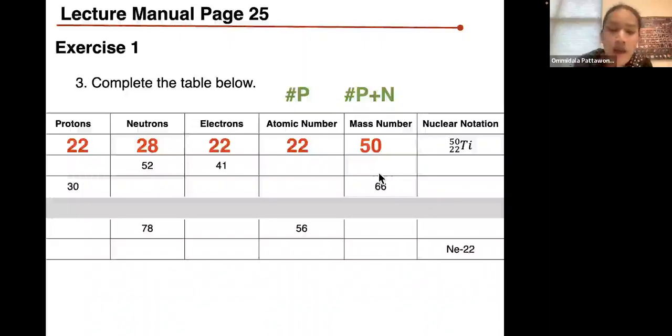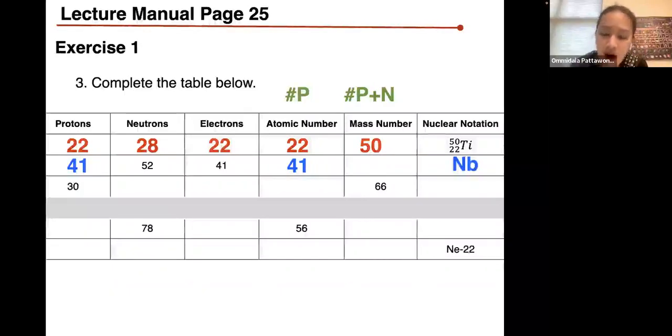All right, next one. I'm going to assume that everything here is neutral. It gives us the number of electrons. Remember, a neutral element has the same number of protons and electrons, so in this case the number of protons would be 41. Since the number of protons and the atomic number are the same, the atomic number will also be 41. To figure out the chemical symbol, we need to look up the periodic table. According to the number of protons, this comes out to be niobium, Nb.